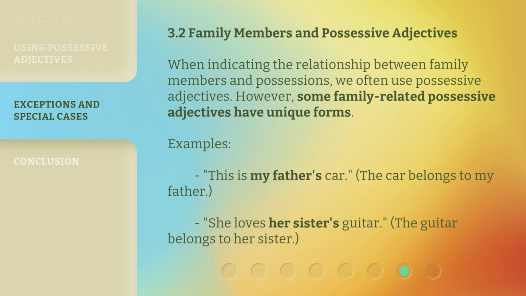3.2 Family members and possessive adjectives. When indicating the relationship between family members and possessions, we often use possessive adjectives. However, some family-related possessive adjectives have unique forms. Examples: this is my father's car. The car belongs to my father. She loves her sister's guitar. The guitar belongs to her sister.